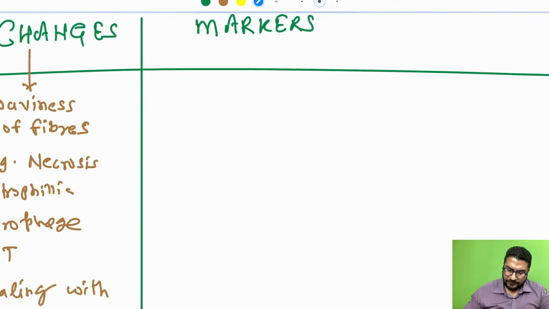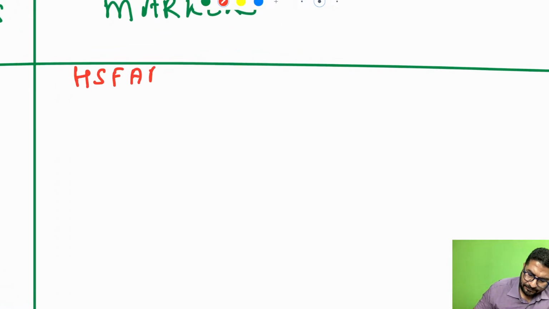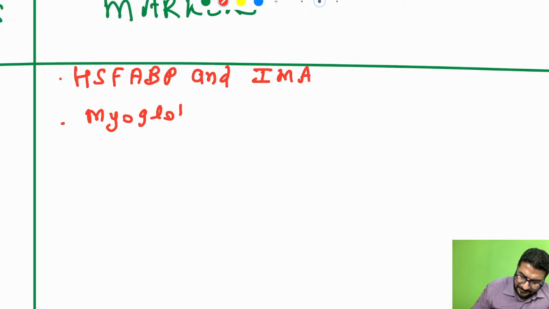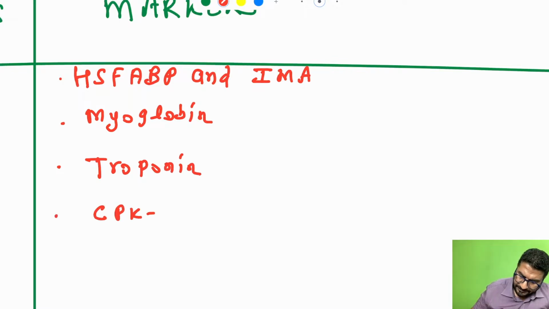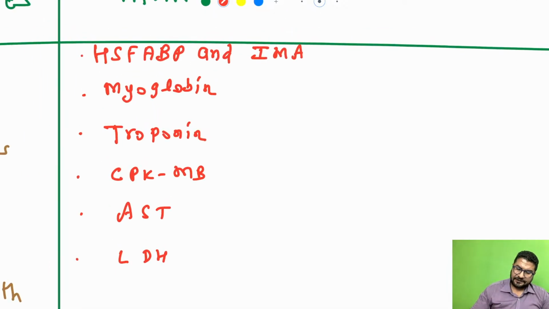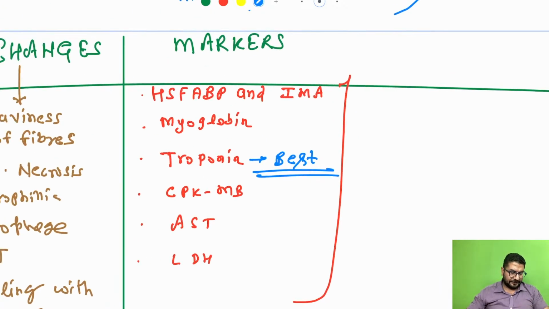Now coming to markers, they ask in the exam which marker is the first to increase. The first marker which will increase is called heart specific fatty acid binding protein, and ischemia modified albumin. But unfortunately these two are not available in India. So what you get in the options is myoglobin. After myoglobin, troponin increases. After troponin, CPK-MB, then we have AST, and last LDH. You have to remember this sequence. If I ask what is overall the best one, the most sensitive and specific will be troponin.